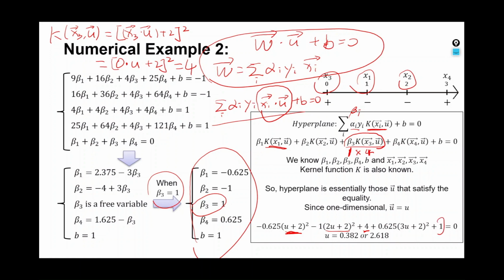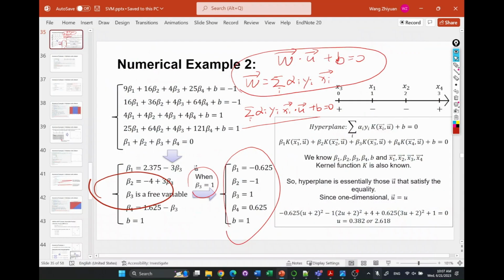And our b value is 1. So our final solution, I mean the final result, is this. And you look at this one. If we simplify this one, it's actually just a quadratic equation. The final result can be simplified as u squared minus 3u plus 1 is equal to 0. And for a quadratic equation, you can apply the formula you have learned.